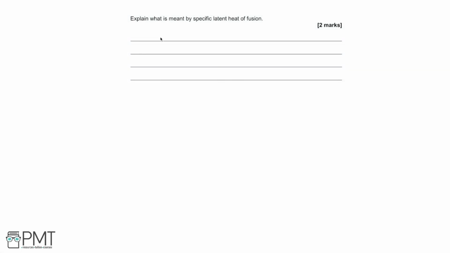This question is about specific latent heat and specific heat capacity. The first part of the question says, explain what is meant by specific latent heat of fusion. In order to answer this question, we need to understand the two parts of the definition. Firstly, what the specific latent heat means, and what a specific latent heat of fusion specifically means.